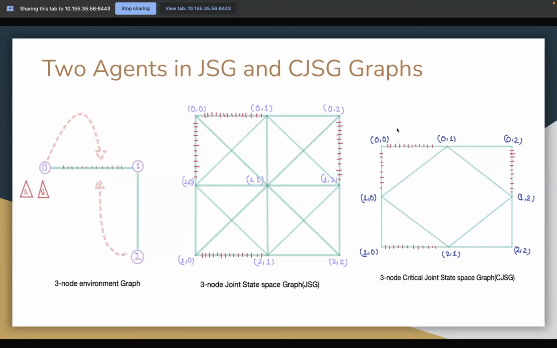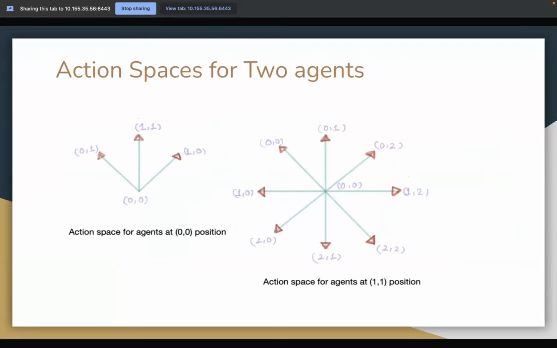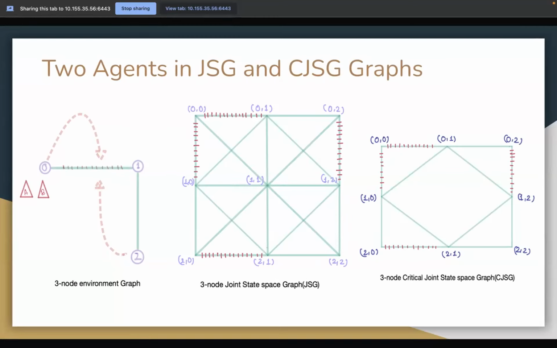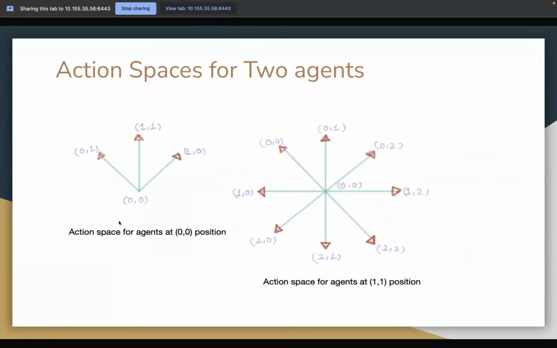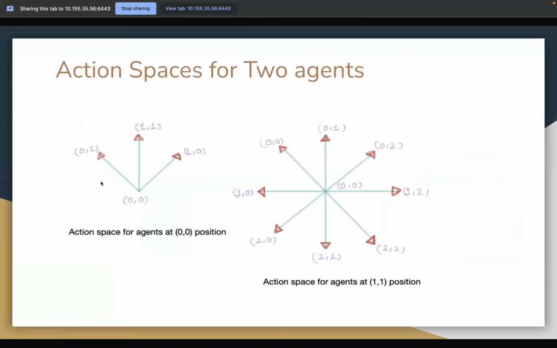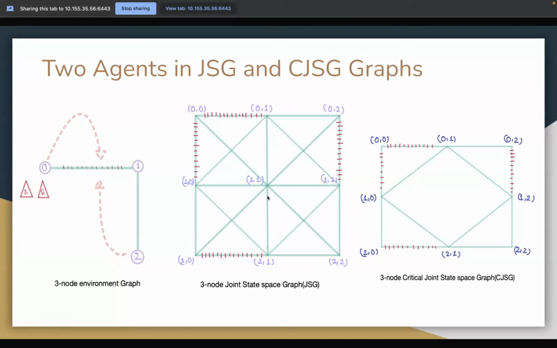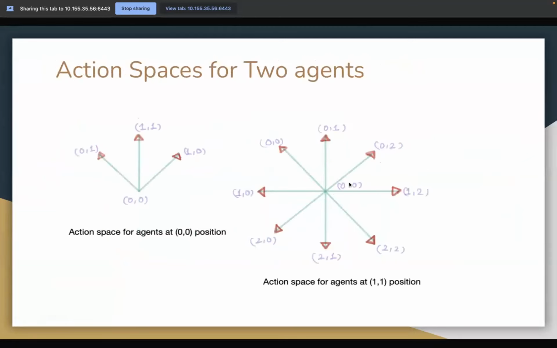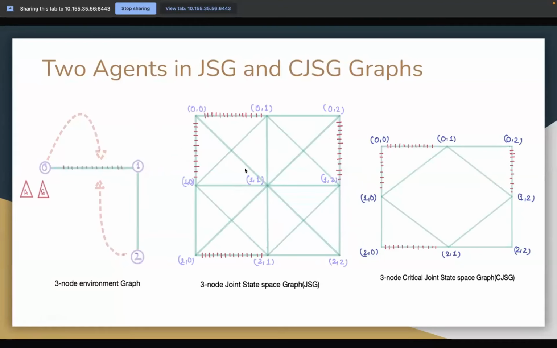And if we use a CGST graph, we can reduce the number of nodes in the JST graph. This will reduce the number of state spaces as well as the number of action spaces for us. So this is what happens in the case of two agents. The action space will be pretty much like this. When the two agents are in the 0, 0 position, there are only these three possible actions they can take. Similarly, when the agents are in the 1, 1 position, sorry, I wrote 0, 0, it's 1, 1, they can take all possible actions from here.